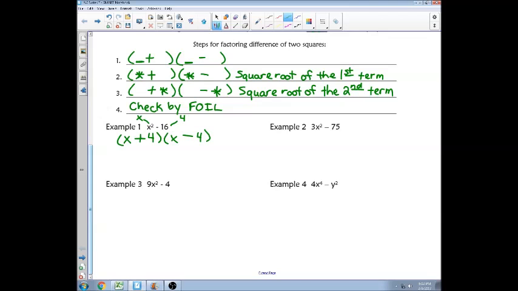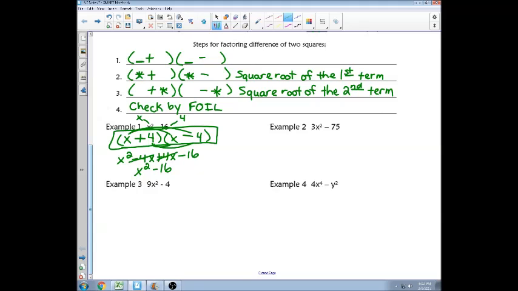In order to check my answer, I need to use FOIL. So x times x is x squared. X times negative 4 is negative 4x. 4 times x is positive 4x. And 4 times negative 4 is negative 16. The negative 4x and positive 4x will cancel, so x squared minus 16 is my answer, which was my original problem, which means that my answer is x plus 4, x minus 4. That is the fully factored form.